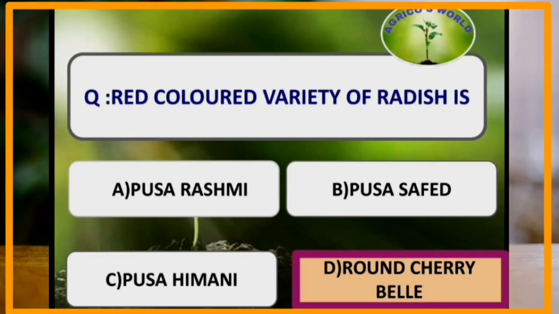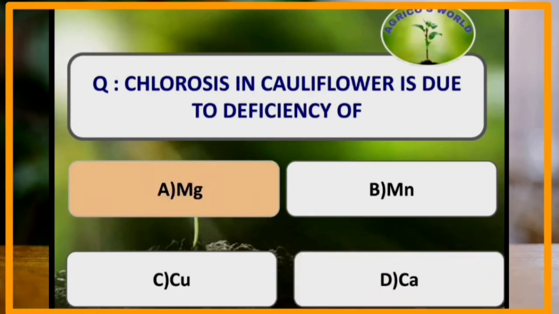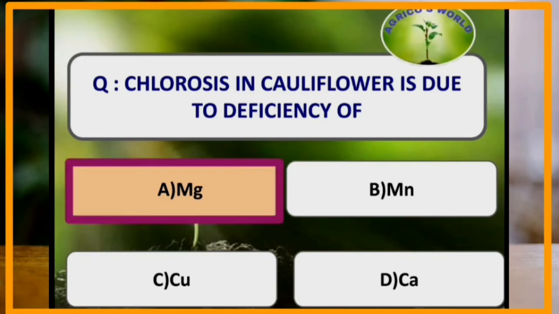The red colored variety of radish is round cherry belly. Chlorosis in cauliflower is due to the deficiency of which of the following nutrient? Chlorosis in cauliflower is due to the deficiency of magnesium.